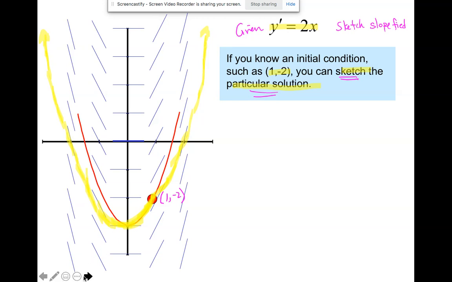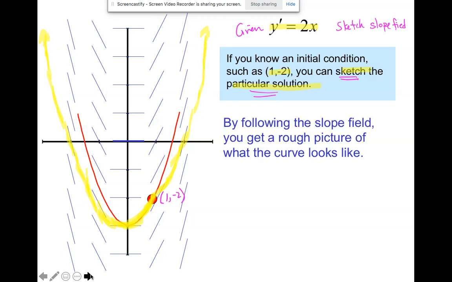Oh, look, my sketch was worse than the computer sketch. Now, it is true, AP will be pretty flexible with this, right? You don't have to be exact. It is a sketch. My yellow graph would get full credit, even though it doesn't absolutely match the red one. By following the direction of the tangent lines and the magnitude of the tangent lines, you can follow those directions and get a picture of the curve.